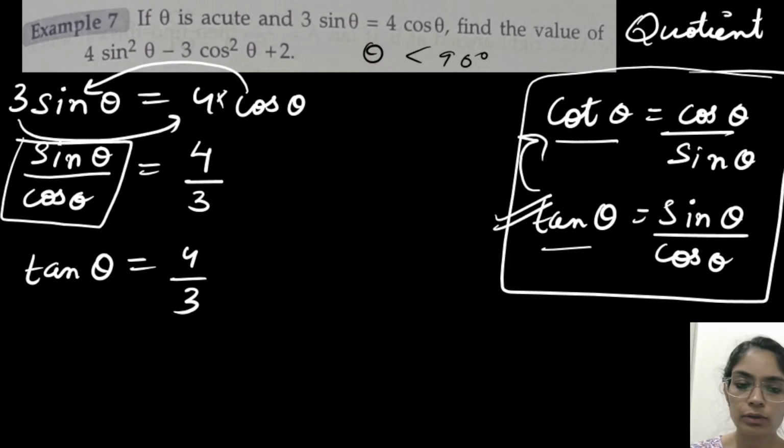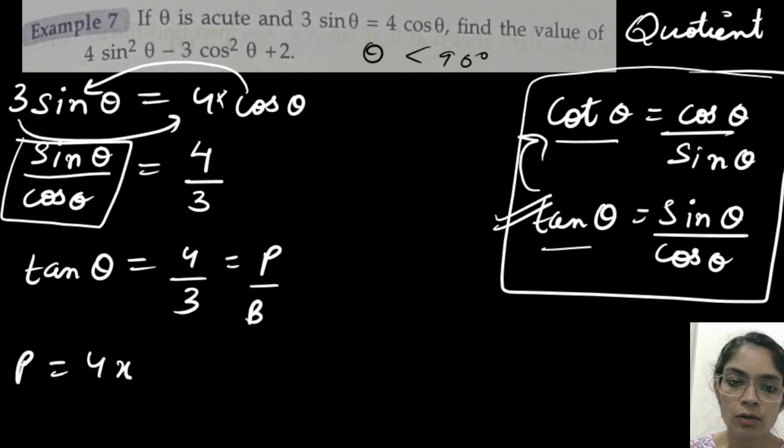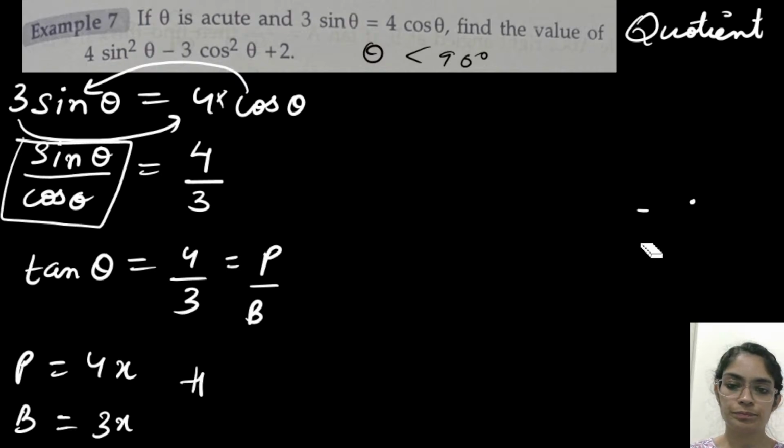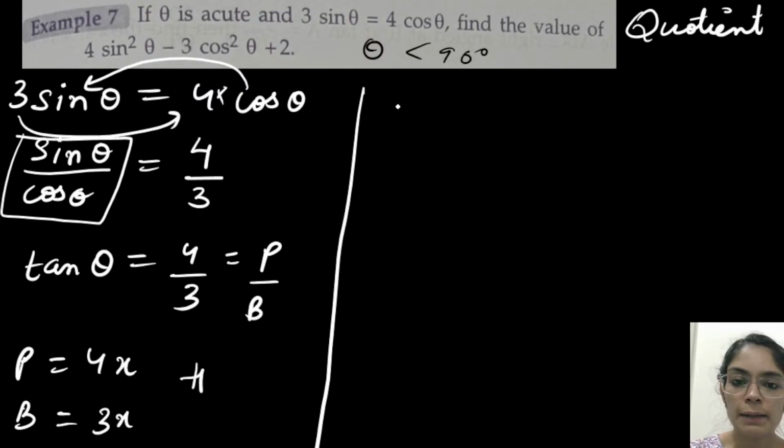Now this is similar to the ones we did. Tan theta, we have got one trigonometric ratio's value. We know it is perpendicular by base. So perpendicular we can assume as 4x, and base we can assume as 3x, and we can find the value of hypotenuse. So without solving, tell me what will be the value of hypotenuse. This is also a very common Pythagorean triplet. 3, 4, 5. Which Pythagorean triplet? So hypotenuse we can find.